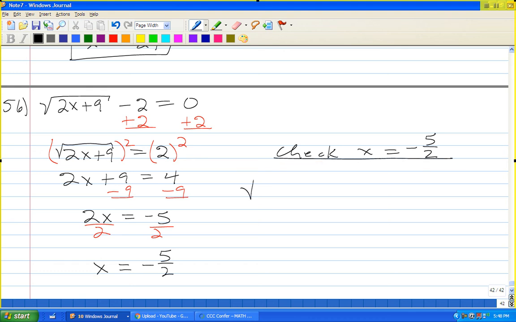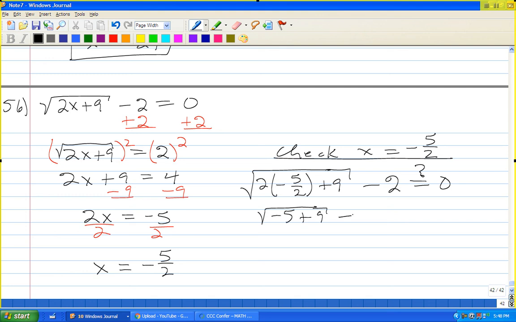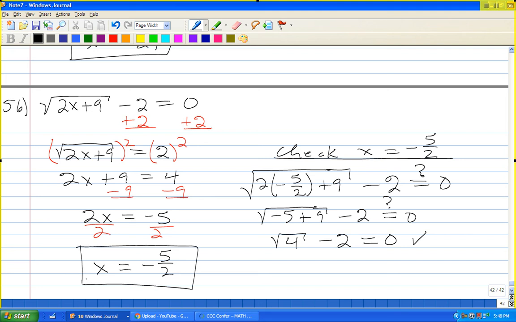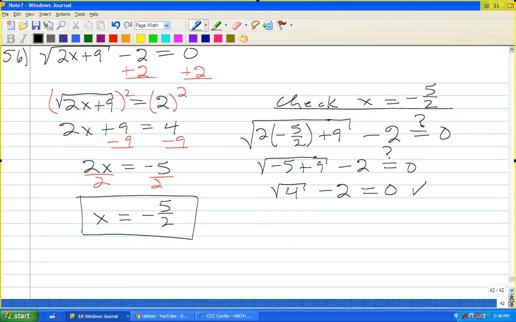So is the square root of 2 times negative 5 halves plus 9 minus 2 equal to 0? Is the square root of, the 2's cancel, negative 5 plus 9 minus 2, is that equal to 0? Is the square root of 4 minus 2 0? Yes. And so x is equal to negative 5 over 2. 57.